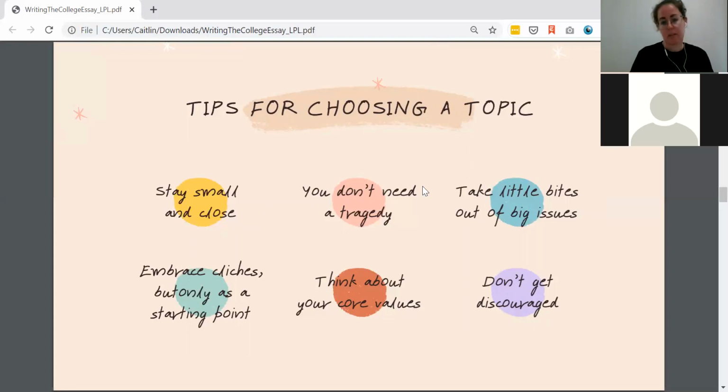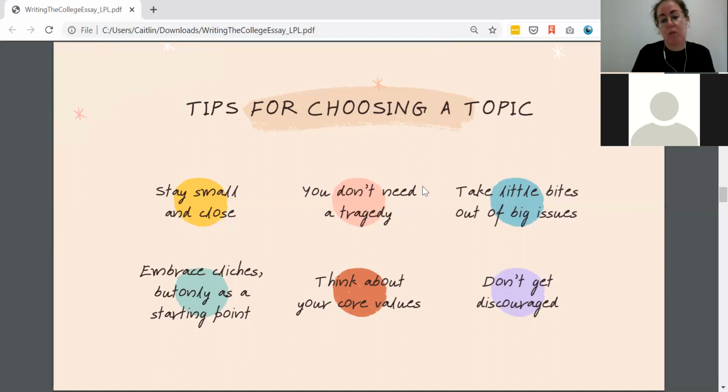The second tip is you don't need a tragedy. Everyone has a compelling story. College application admissions counselors are not looking for someone to make them cry. They just want you to make them say wow, or to have them remember you. And a lot of the time, sad things you remember because they're sad and they impact you emotionally, but you can evoke emotions with any situation that you come across.